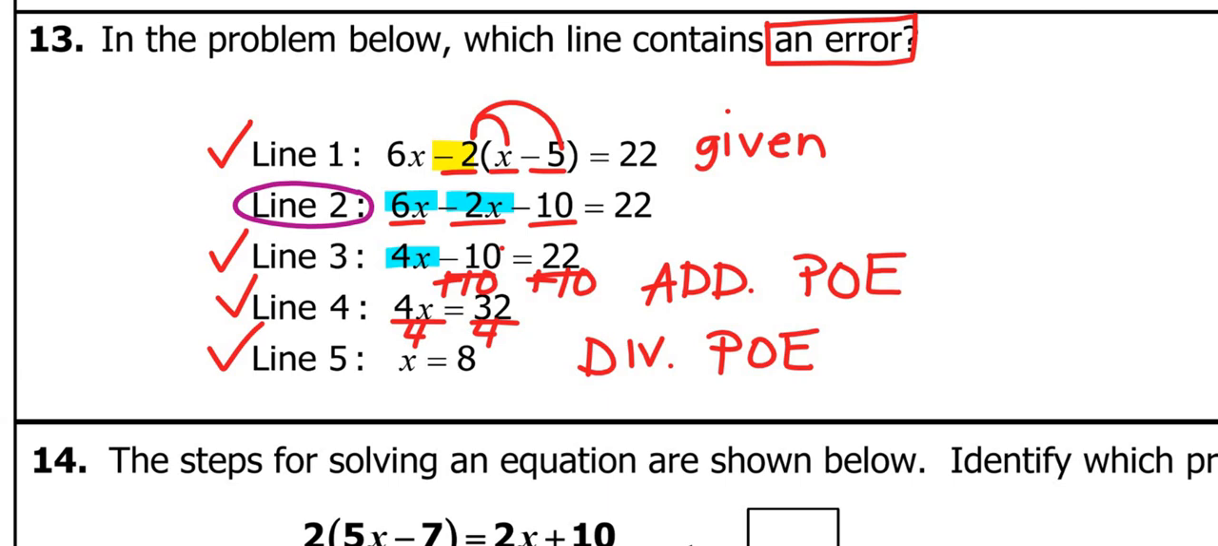So the only thing that had an error was line 2. The distributive property was not used correctly. -2 times -5 should not have given me a -10. It should have been a positive 10. So my answer is line 2. Okay, let's move on.